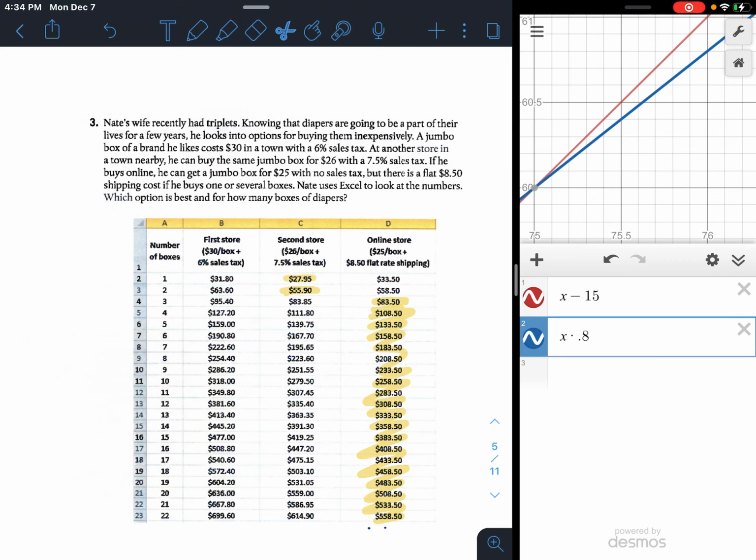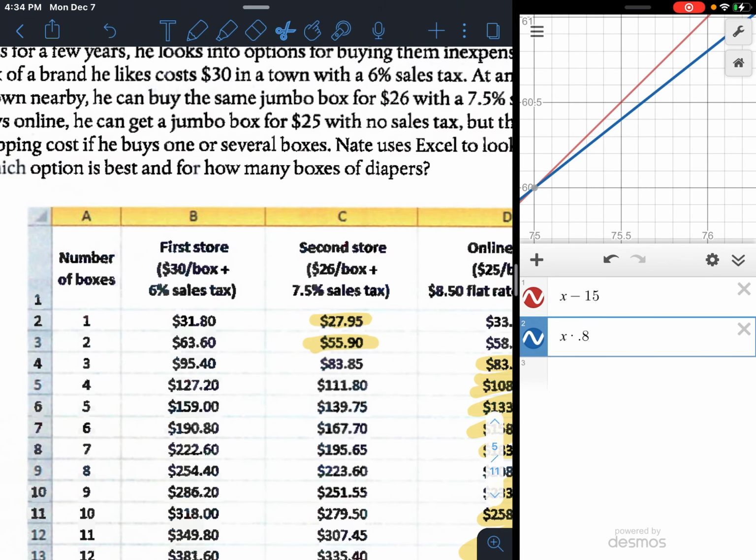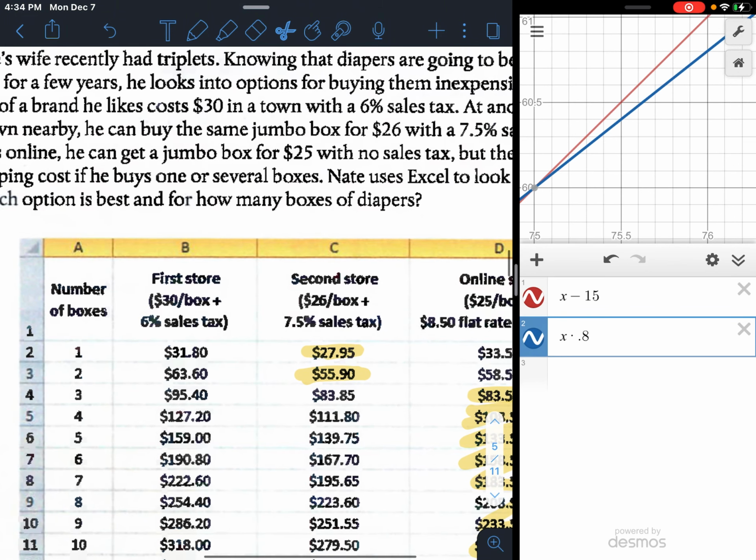If he buys online, on Amazon, he can get a jumbo box for $25 with no sales tax, but he does have to pay $8.50 for shipping. So Nate uses Excel to look at the numbers. Which option is best for how many boxes of diapers? If he just needs one box of diapers, it looks like the second store, cheaper box, more sales tax, is going to be the best deal.